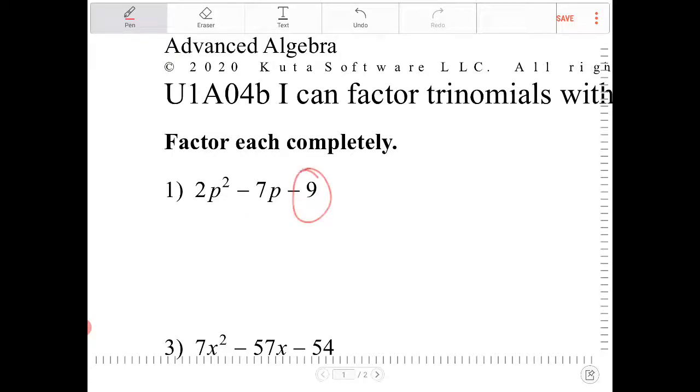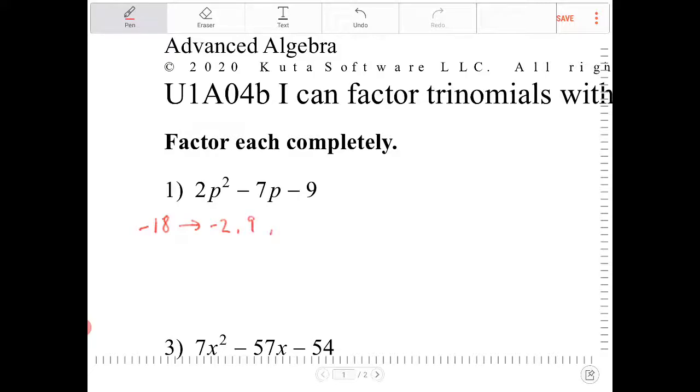Rather than just focusing our attention on the last number here, we're actually going to focus our attention on both of these numbers. If I take these two numbers and find a product, I'll end up with negative 18. What we want to do is multiply these two numbers together, then find two numbers that add to negative 7. We can have a couple of combinations, actually. We can have negative 2 and positive 9.